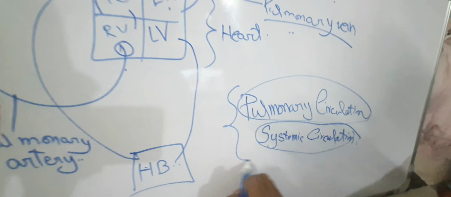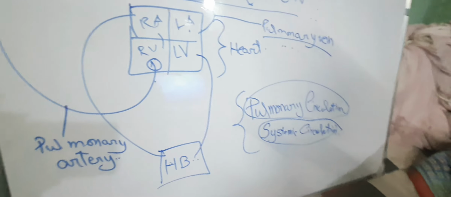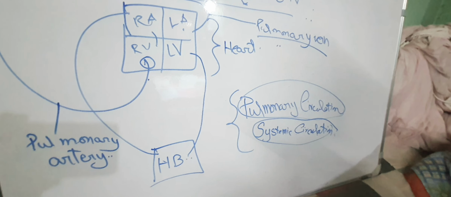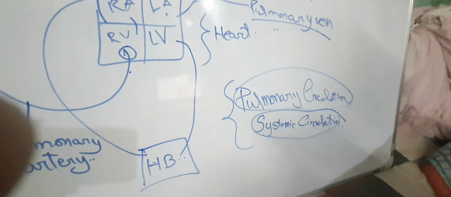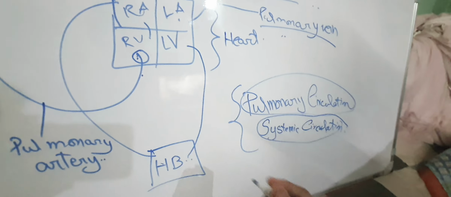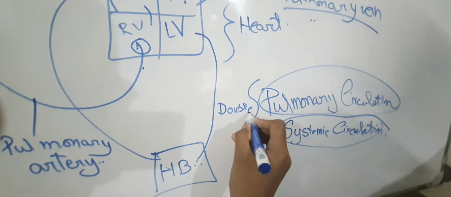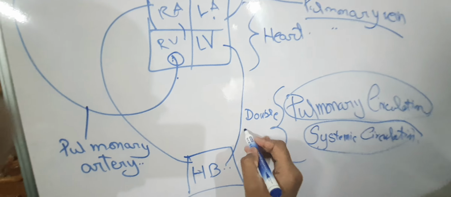So there are two circulations. Can we give a name to these two circulations together? Because if we call them together, it will be a very big name. So science has given them a separate name, which is double circulation. Because blood is circulating two times, so it is double circulation, obviously.